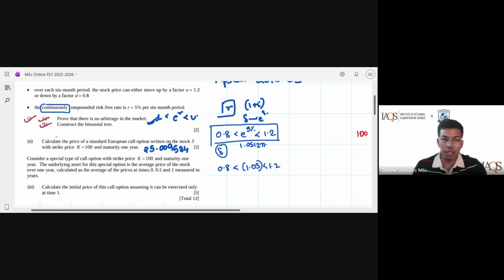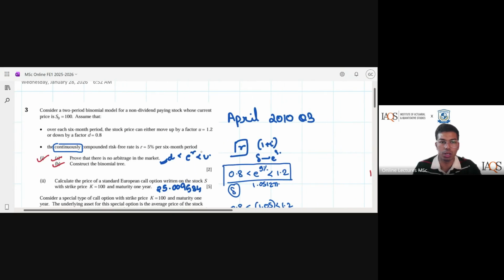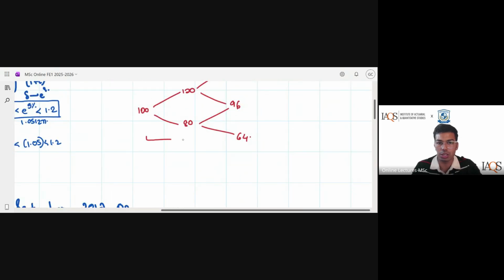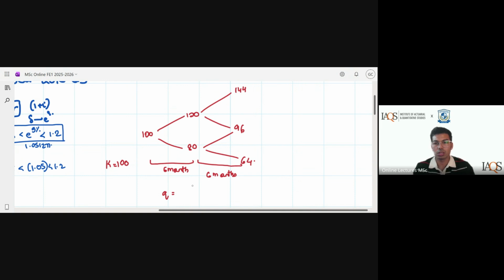Now let's see 2. Calculate the price of a standard European call option written on the stock price with K as 100 and maturity 1 year. I know they're talking about this because over each 6-month period, so this is 6 months and this is 6 months, which makes the option a 1-year period. K is 100. What's the value of Q that you are getting? e raised to r minus d.